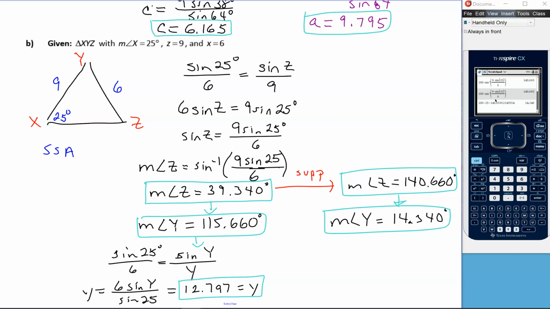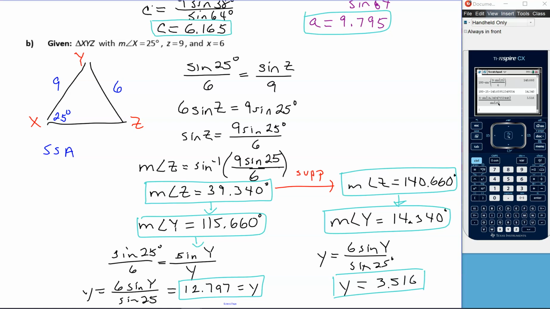The last side is found precisely the same way we did when we found the first solution. So we have 6 sine Y over sine of 25, but we now need to use the new angle Y. So I'll use the answer feature for that. And that will give us a value for y of 3.516.